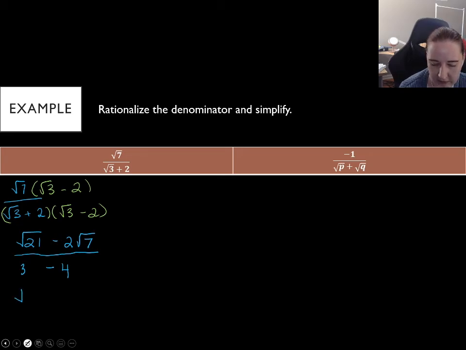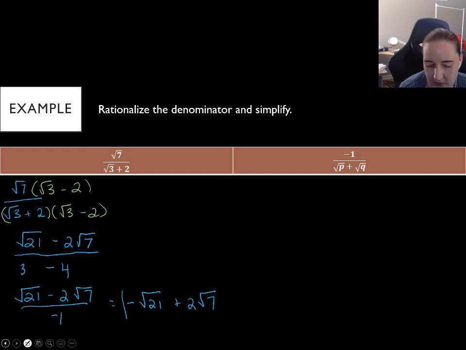And so that gives us square root of 21 minus 2 times the square root of 7 over negative 1. And then what that does is just change all the signs, because we're dividing everything by negative. So that becomes a negative square root of 21 plus 2 times the square root of 7. And we'll just leave it as that.